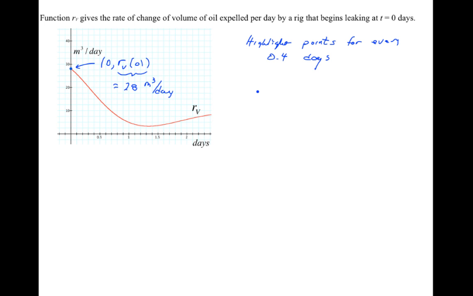So I want you to do this same thing for every 0.4 days. So you're going to 0.4, 0.8, 1.2, 1.6, and 2. So both exact and approximate rate of change. Both exact coordinates and then approximate rate of change.